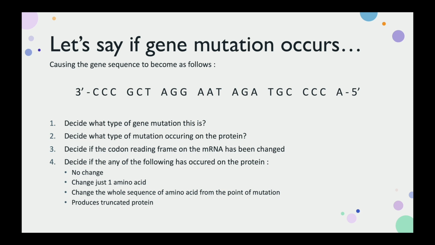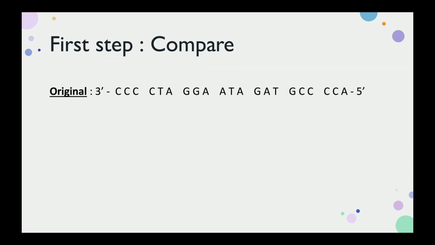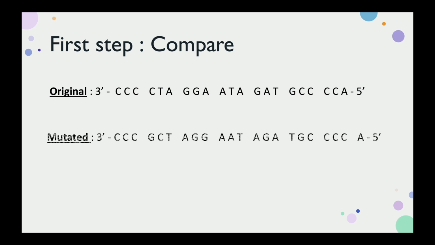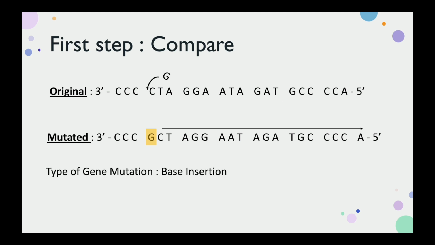The first step is for you to compare the original DNA sequence with the mutated DNA sequence. As you can see, the base guanine has been added in between the two cytosines. Due to this, all the subsequent bases are pushed one base forward. This type of gene mutation is known as base insertion, and the effect on the protein is known as frameshift mutation.